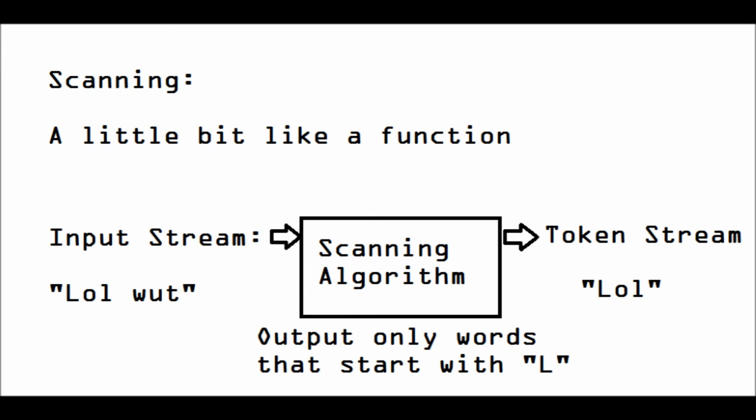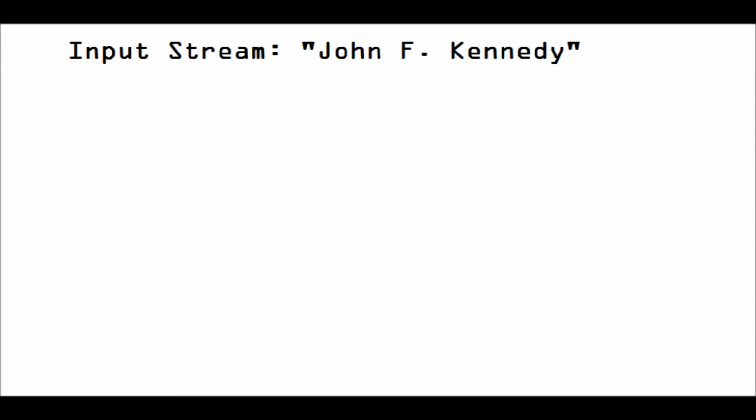Our scanning algorithm looks at this input stream of "lol what", finds the words that start with L, so "lol" starts with L, and it gives you a token stream which only contains the word "lol" and nothing else. So let's look a little more in depth here. We have an input stream of "John F. Kennedy".